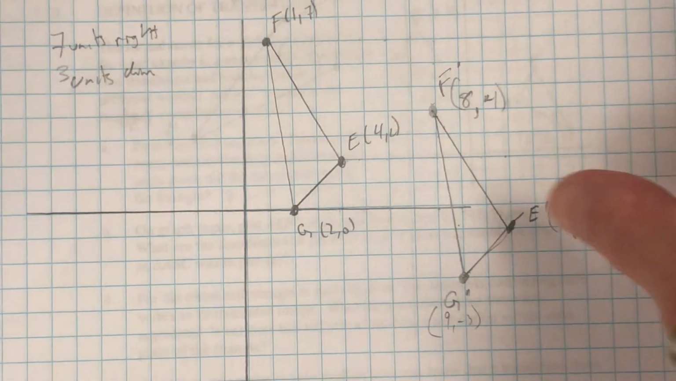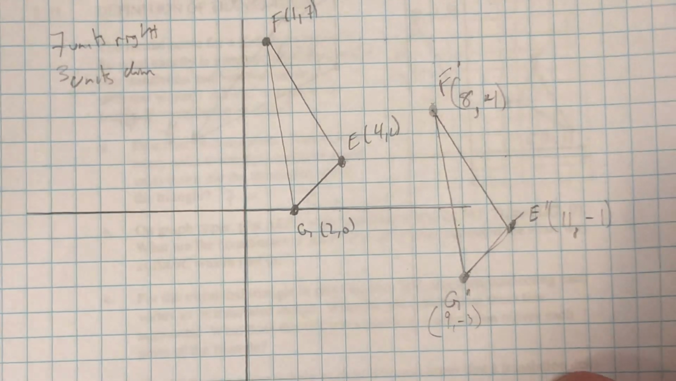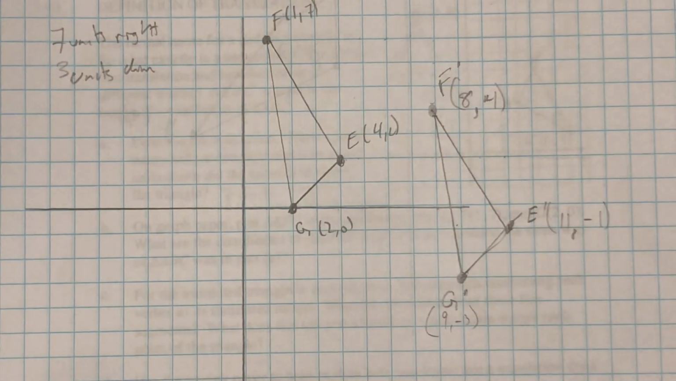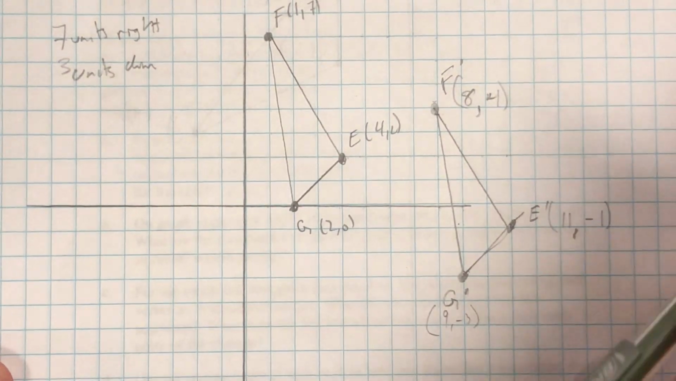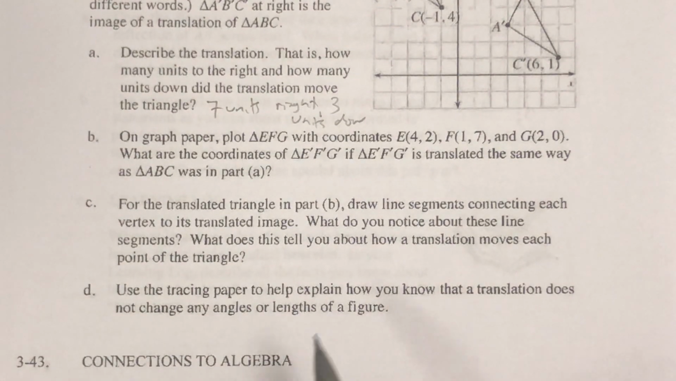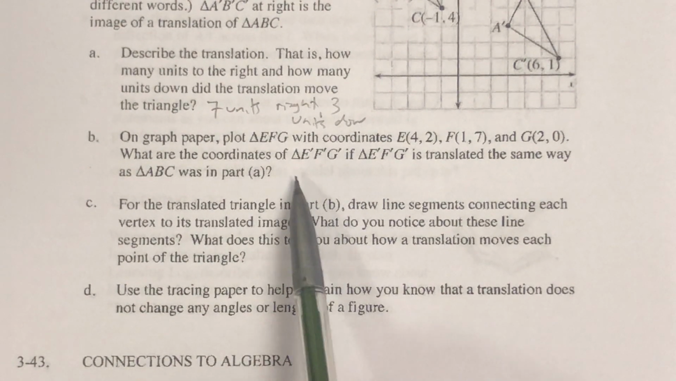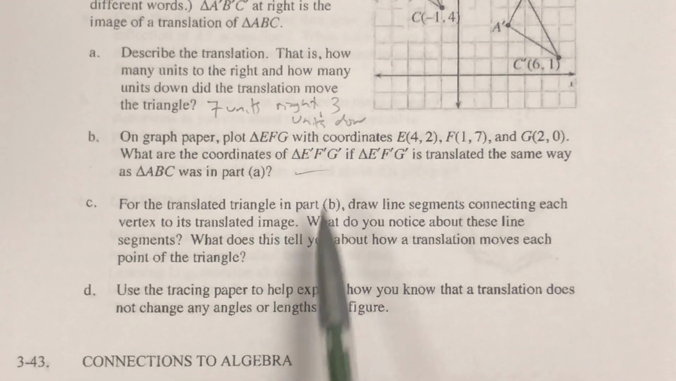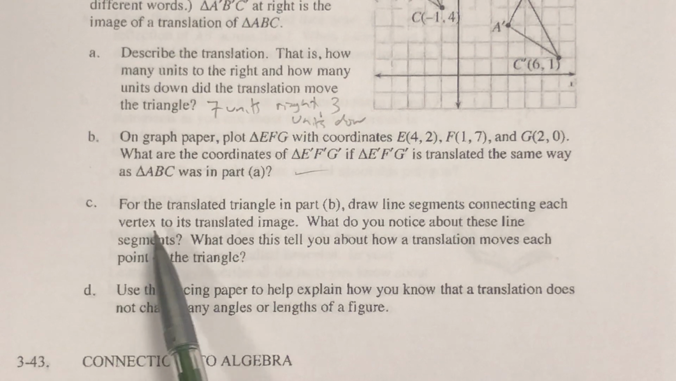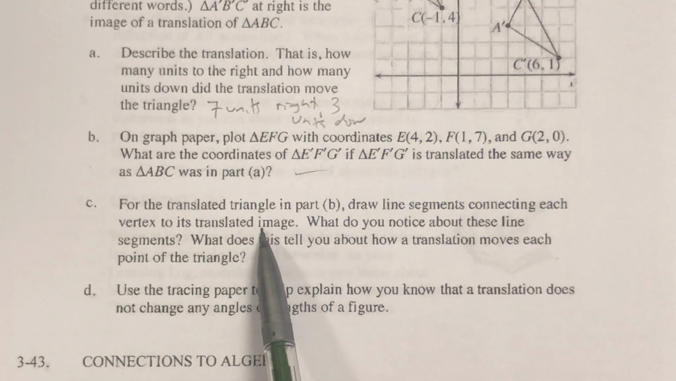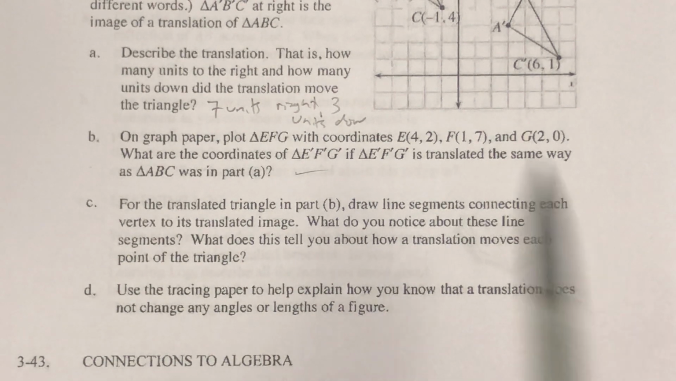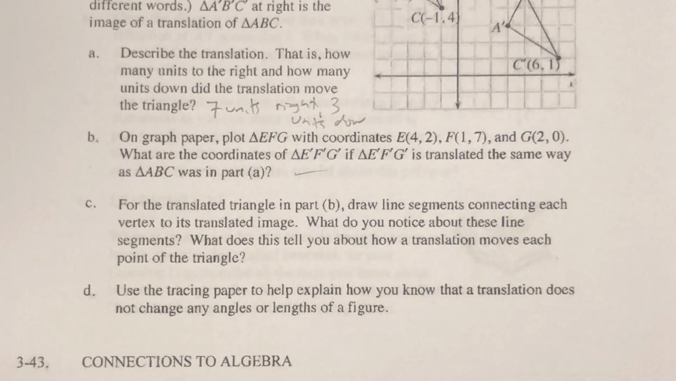So it's been translated the same way. Make sure that, and again, if we needed to, we could use patty paper to make sure that it translated perfectly. Okay, so let's come back to here. We've already done B, fantastic. All right, for the translated triangle from part B, draw line segments connecting each vertex to its translated image. What do you notice about these line segments? What does this tell you about the translated moves each point of the triangle?